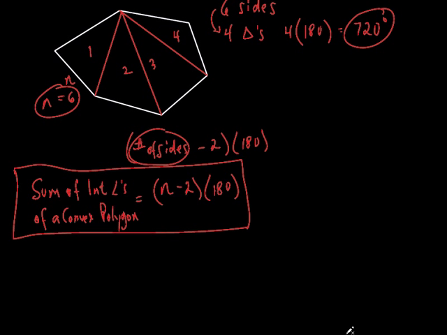Now, it took me 11 minutes to get to it, but I think that was 11 minutes well spent because it's important that you see how we came up with this little formula. So you take the number of sides you have minus 2 times 180.